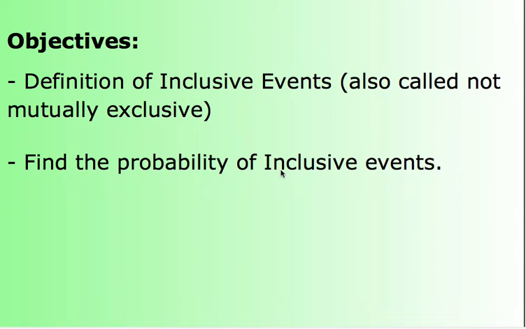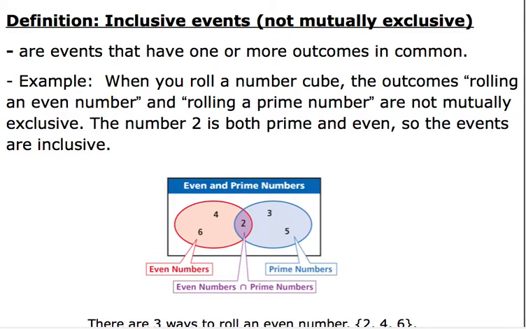On inclusive events and finding the probability of those. So here is the definition of inclusive. It is the opposite of mutually exclusive. Mutually exclusive means two events that are not in common. For it to be inclusive means events that have one or more outcomes in common.